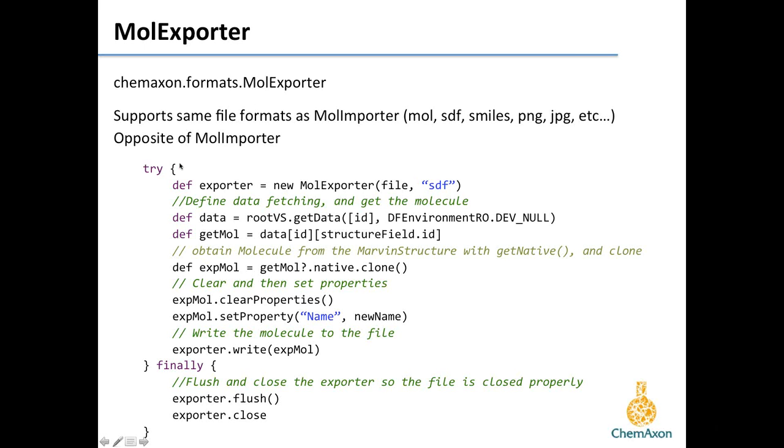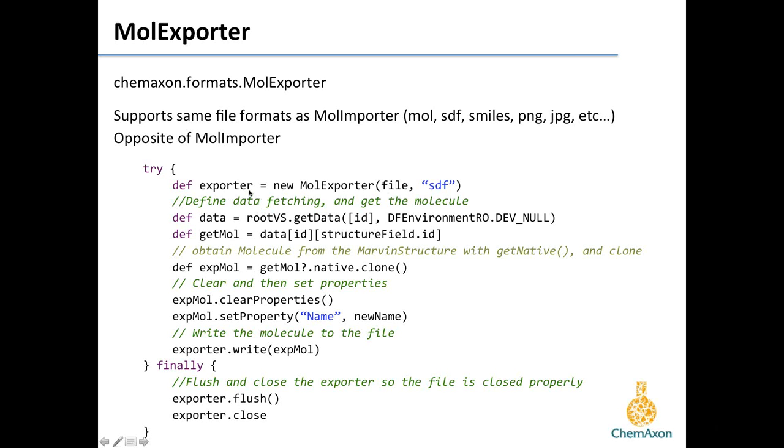So here we have a snippet of data that is going to write out a molecule to a file. So the first thing we want to do is create our exporter instance. So we're going to say new exporter, and I'm going to give it a file name, and it's of type SDF. So now I have an exporter object that will write to an SDF file of whatever value name I've given it here in the file option.